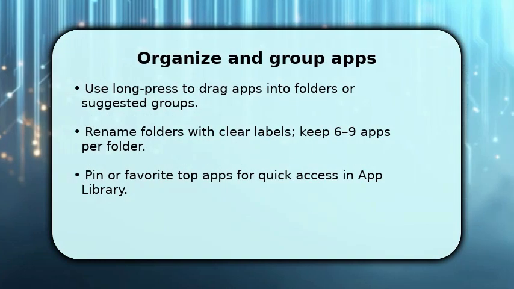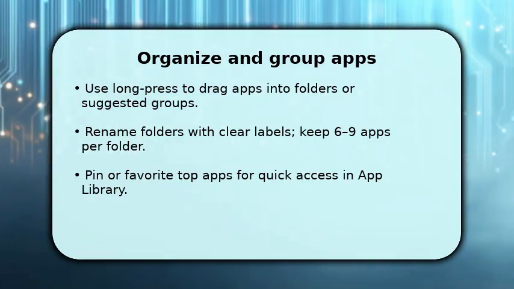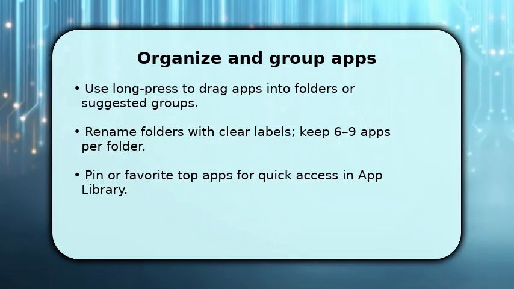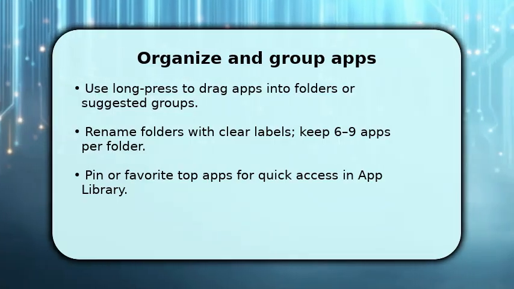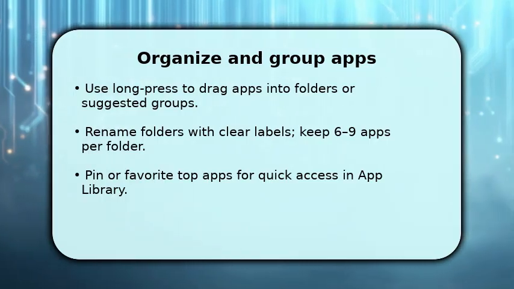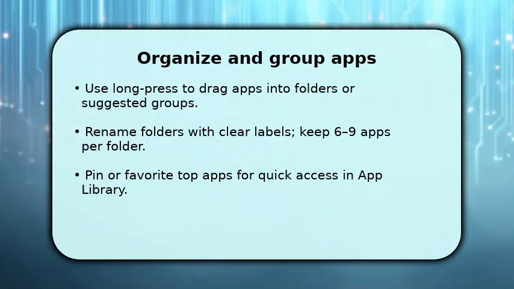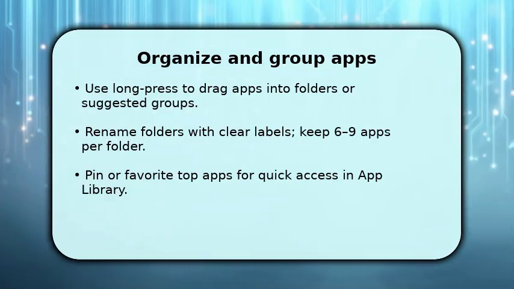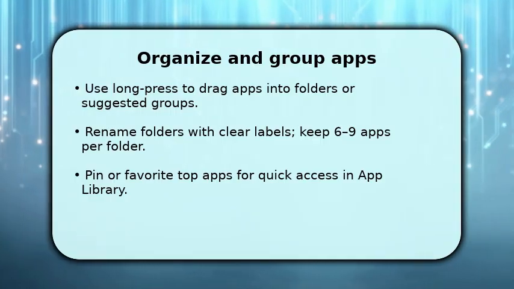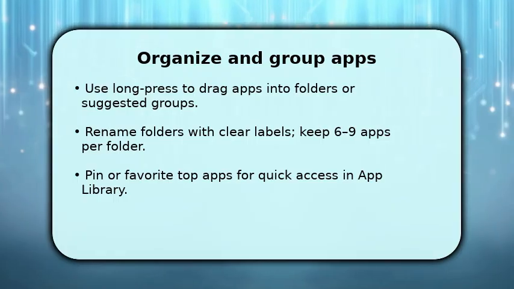You'll drag apps into meaningful folders and accept suggested groupings so the library learns your patterns. Tap and hold an icon to move it. Drop it onto another to create a folder, then rename with a concise label. Make sure to keep 6 to 9 apps per folder for easy scanning, and pin favorites or mark them as priority if your OS supports it. Once grouped, the app library's search and categories will surface the right app faster, saving time daily.